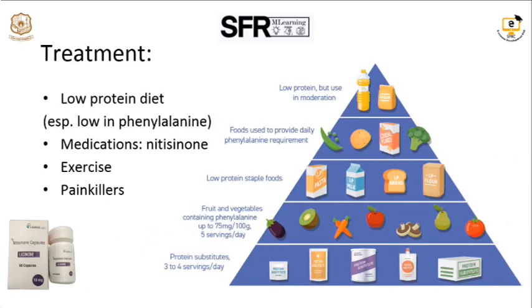Next, coming to the treatment. Generally there are medicines and medications, but the diet portion is also very important in Alkaptonuria. So we give them a low protein diet, low in phenylalanine, as phenylalanine gets converted into tyrosine, and from there we have the defect in the metabolic pathway. So we should avoid foods that are high in phenylalanine.